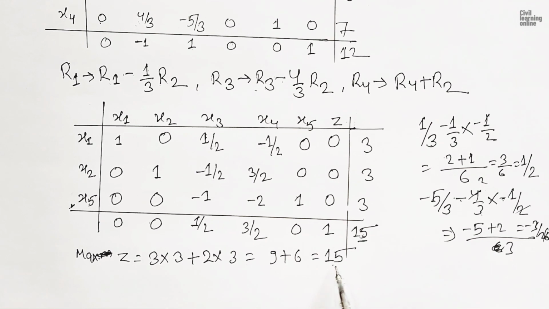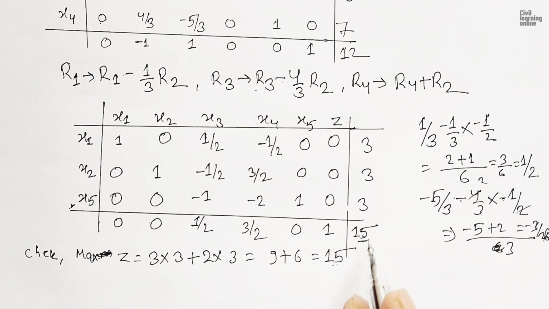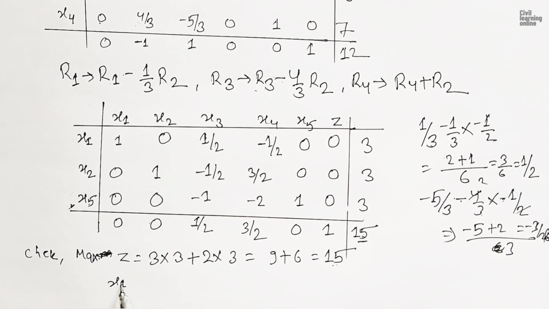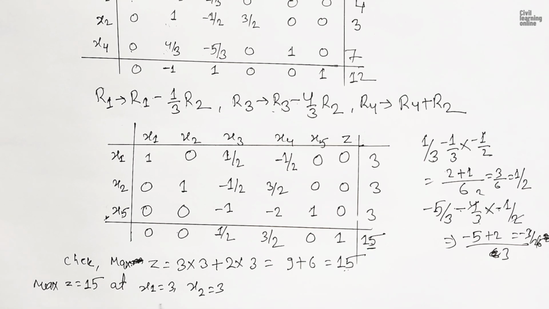This was actually the checking. This was the check, and we had x1 equals 3, x2 equals 3, and max z equals 15 at x1 equals 3 and x2 equals 3. And later, first after this, we will need to write this line, and then we need to show this checking.